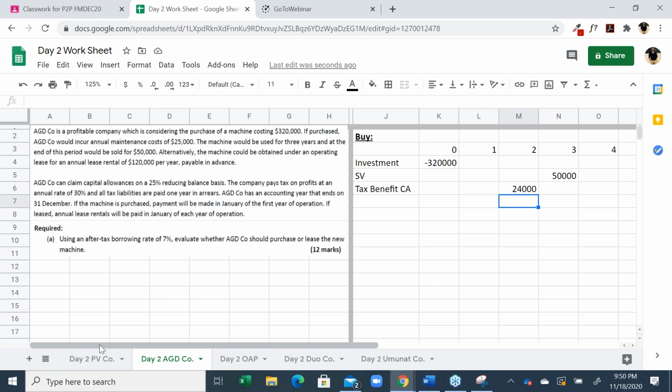Imasha, is that clear? Because of arrears, the first tax benefit should be shown from year 2 onwards. Ashar, why isn't it clear?